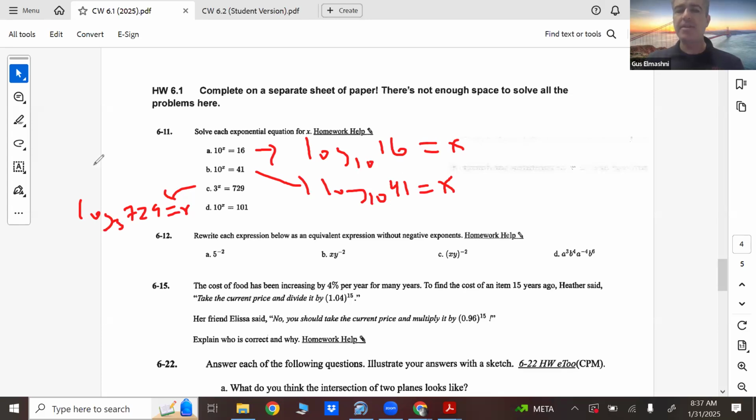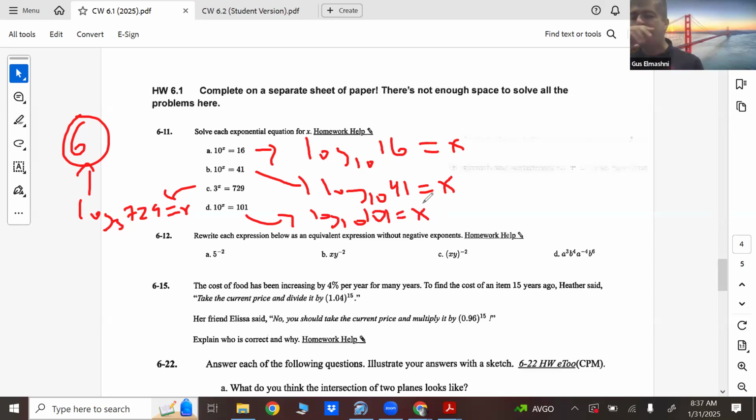6. It's 6. Do you guys get 6? Yeah? Because 3 to the 4 is 81, 3 to the 5 is 243, 3 to the 6. And this was log base 10 of 101 equals x, which I know is like 2.00 something, because it's close enough to 2. And again, the A and B, just use a calculator. I think they're going to each be like 1 point something.